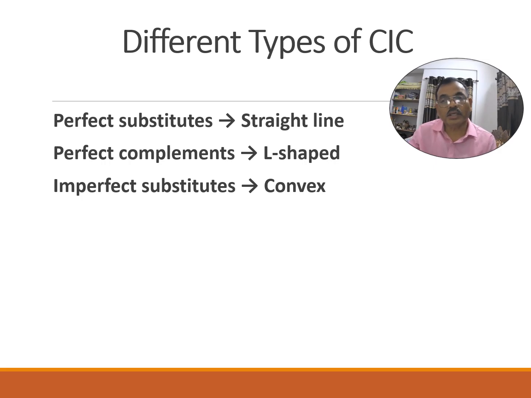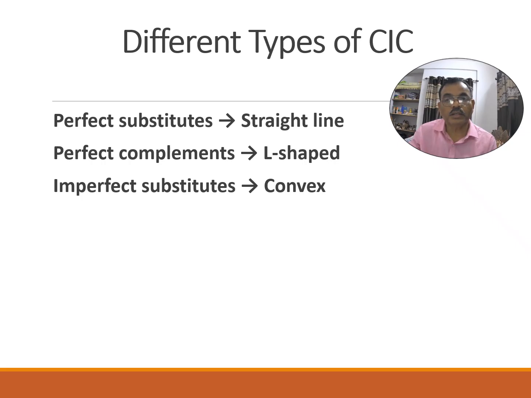Indifference curves can take different shapes depending on the nature of goods. First, perfect substitutes. In this case, the curve is a straight line. The marginal rate of substitution remains constant. For example, two identical brands of bottled water.